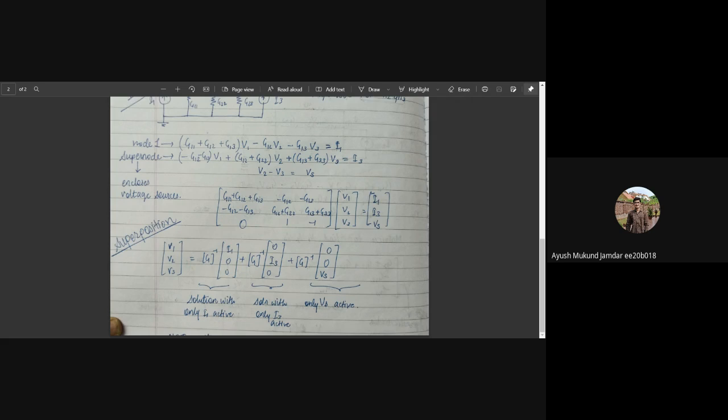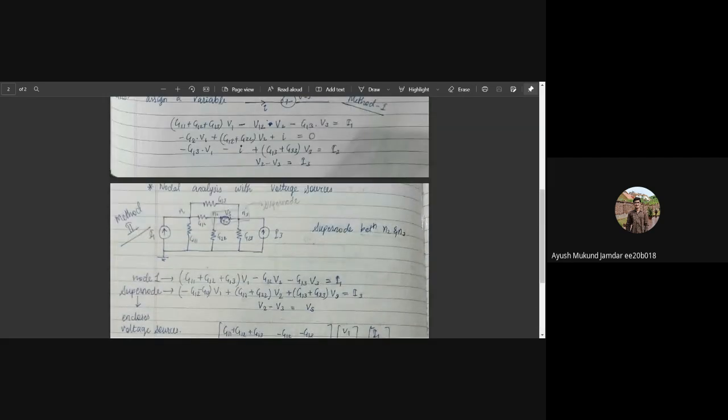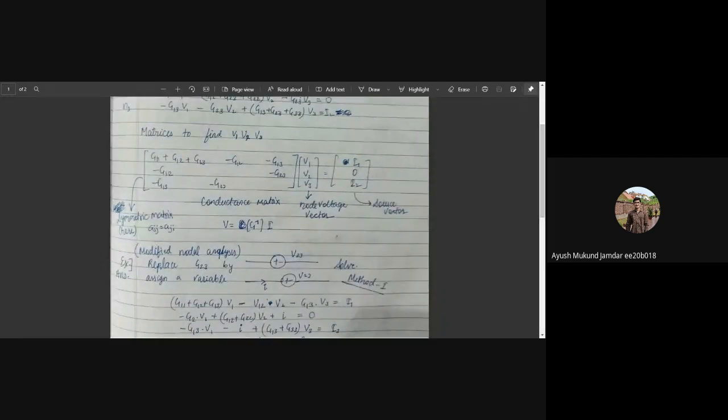I hope this clears up what nodal analysis is and how the matrices have to be formed. In the next video we'll try to understand a similar approach that is based upon Kirchhoff's voltage law.